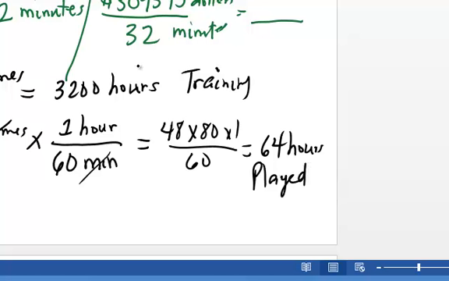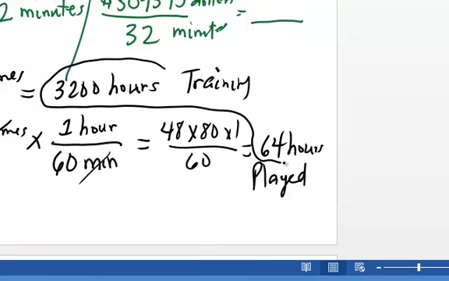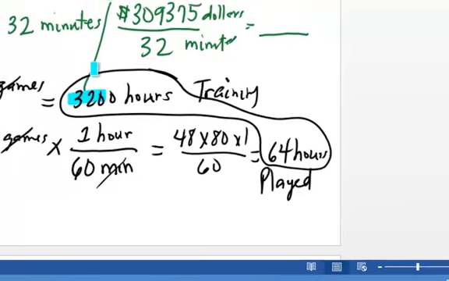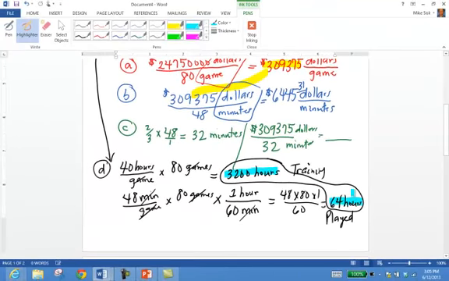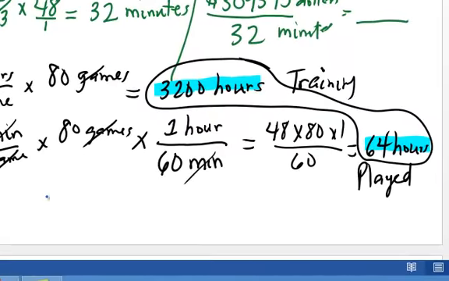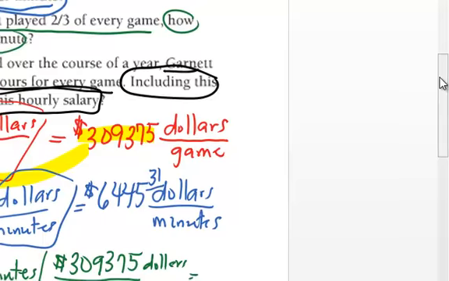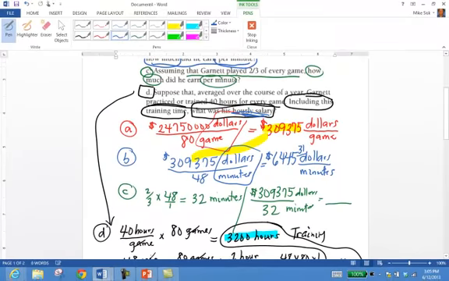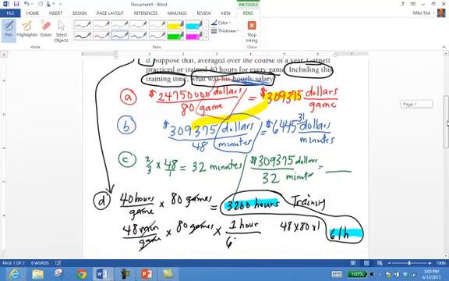So what happened here is he has actually participated for this many hours. 3,200 hours in training, 64 hours in playing all the games, believe it or not. So if I add those two numbers together, to make it easier for you, he actually had 3,264 hours that he actually played or trained. All right, to go back, the question was, what was his hourly salary? Got the hours in there.